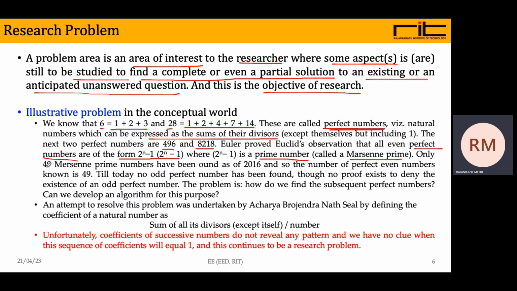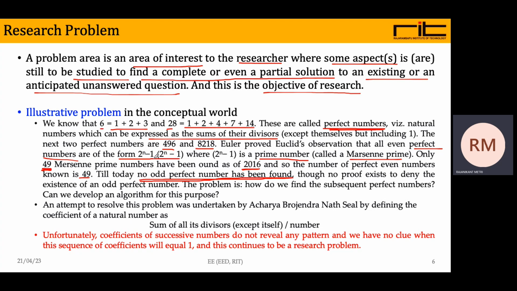So only 49 such numbers have been identified till 2016, right? In the number system, we know that there are infinite numbers, but only 49 such numbers have been identified or found till 2016. So the number of perfect even numbers known is only 49. Till today, no odd perfect number has been found. So this is a problem, right?